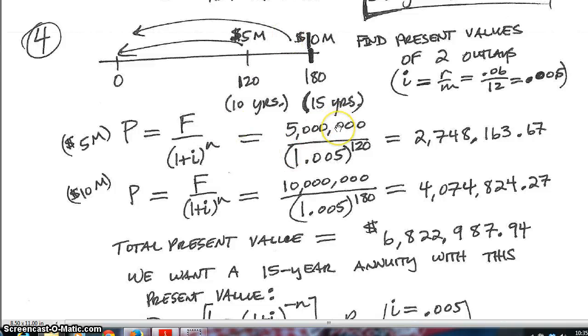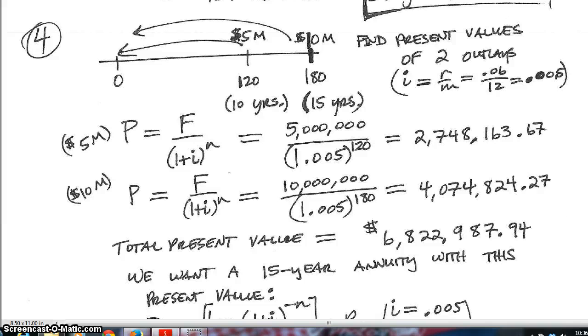So the 5 million has to be divided by 1.005 to the 120. 10 million has to be divided by 1.005 to the 180. Those give us the present values of each of those. Now, when you add those up, the 5 million is about 2.7 million now. The 10 million is a little over 4 million now.